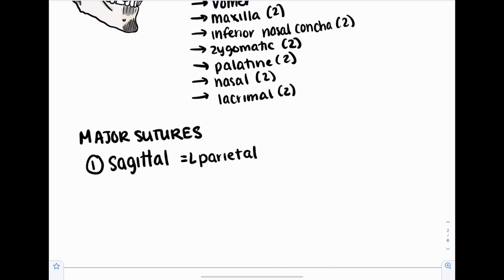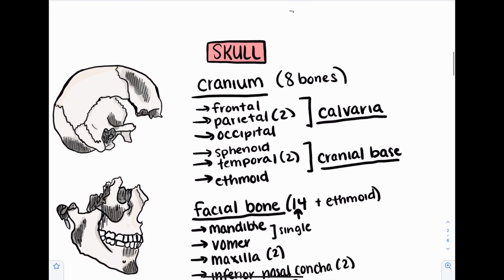The left parietal meets the right parietal. That is the sagittal suture. Sagittal, right, going straight down the middle, right, when we talked about the sagittal plane. And that is exactly where we will find the sagittal suture. So you can't see it right now because I'm just looking at a lateral view, but the sagittal suture would be right here where this parietal bone meets the one on the other side. So sagittal suture.